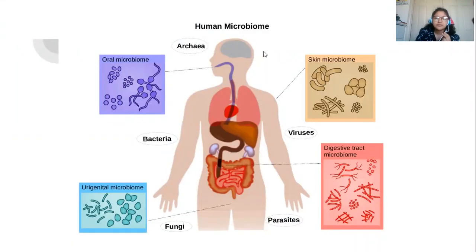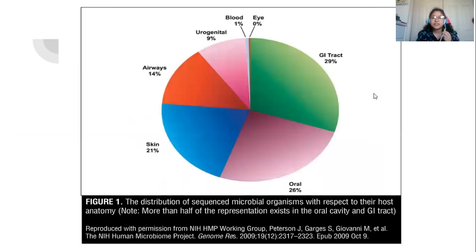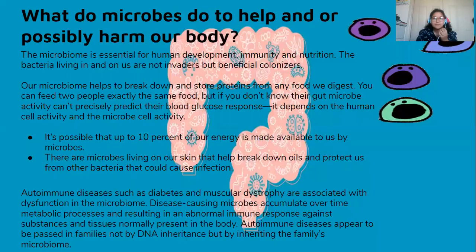This is just a photo of where some types of bacteria reside on our body. If you'd like to read them, I'm not going to read them, but you can go ahead and pause here. This is just a pie chart of where most of the bacteria reside. For example, the GI tract has 29% of bacteria on your body. And we'll mostly be going over the gut microbiome in this presentation, just because that's what most researchers have researched and that's what we most know about.